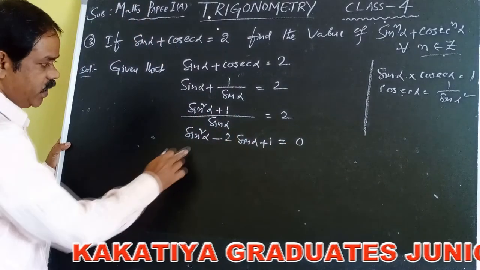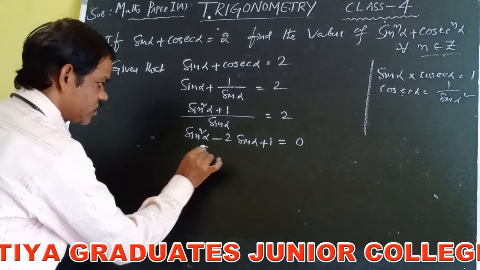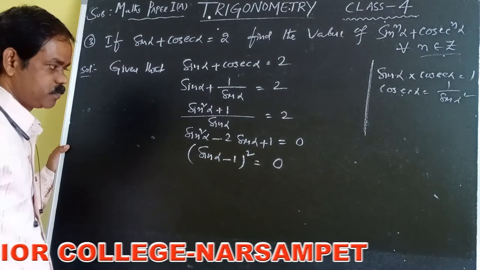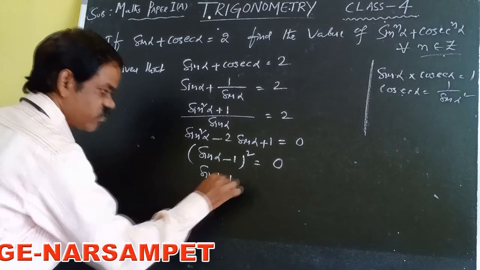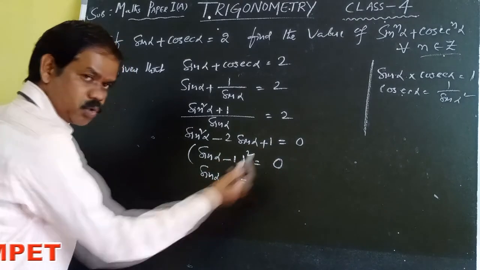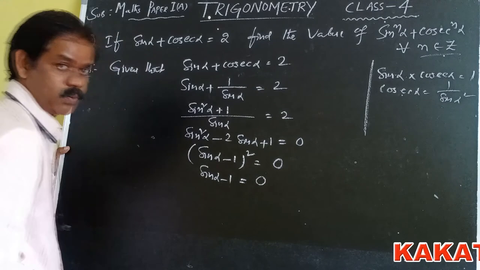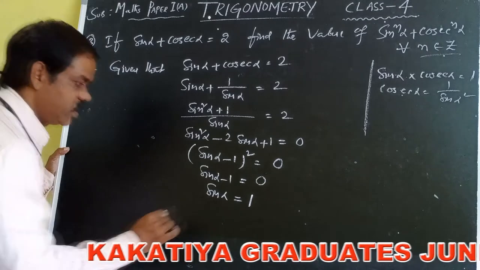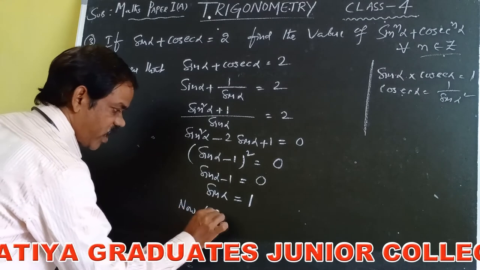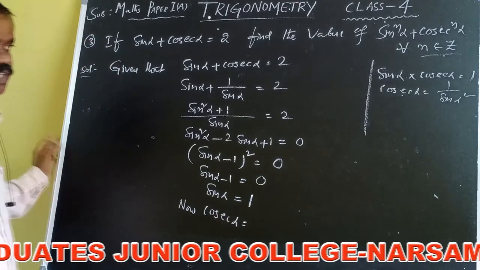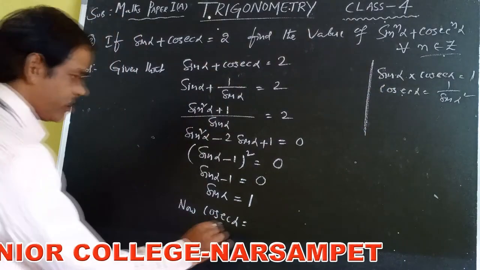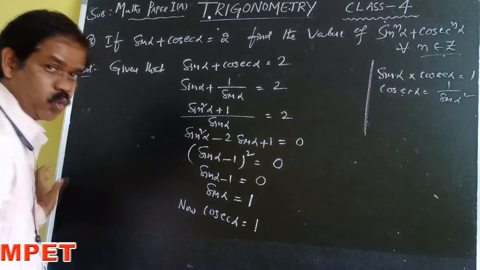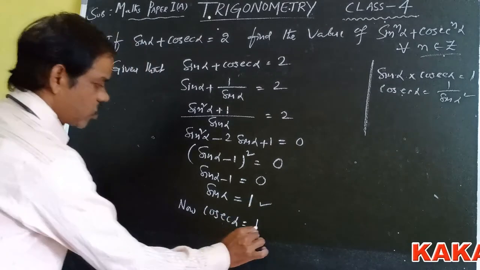See here, it is in the form of a minus b whole square. So that's why we write sin alpha minus 1 whole square is equal to 0. Taking the square root on both sides, root 0 is equal to 0. So write down sin alpha minus 1 is equal to 0. Now, what is the value of sin alpha? Sin alpha is equal to 1. Now you have to find cosecant alpha. Cosecant alpha is nothing but 1 by sin alpha, so 1 by 1, which is nothing but 1. So here I am getting 2 values: sin alpha is equal to 1 and cosecant alpha is also 1.